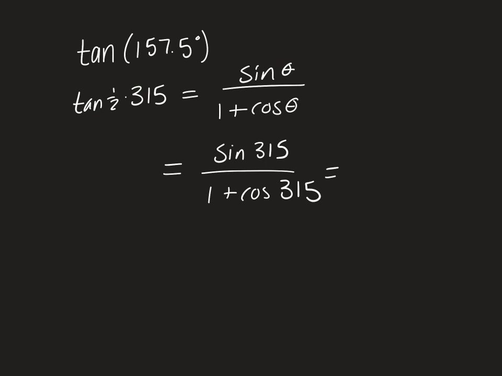So sine of 315 is... I just need you to hold on for a second. Okay. Sine of 315? Yes. It's negative square root of 2 over 2. And the cosine of 315?